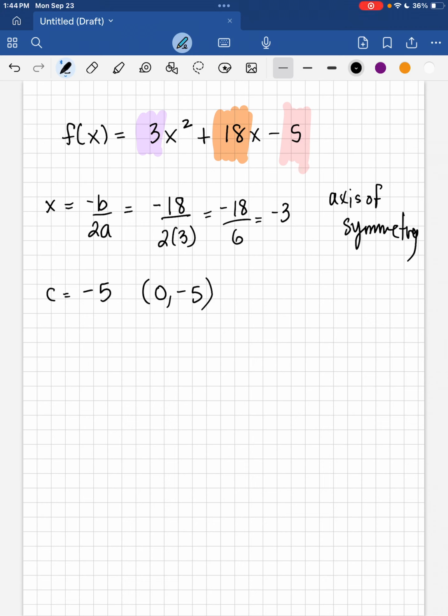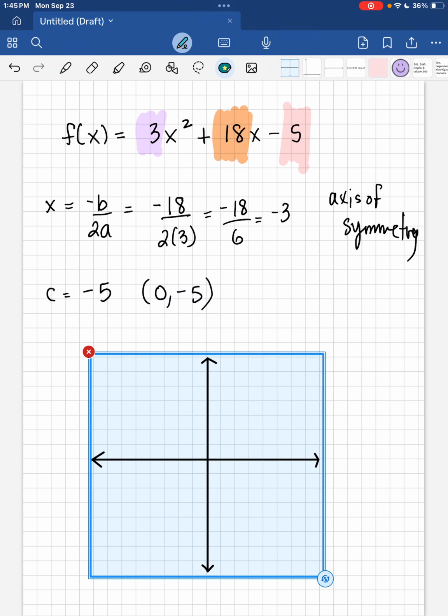Okay, so now what I have to figure out is if I'm dealing with a minimum or a maximum. So look at the A value. The A value is positive 3. That means it's flipped up and we're dealing with a minimum. So let's draw what we know so far.